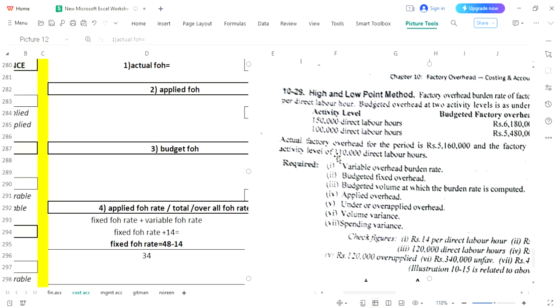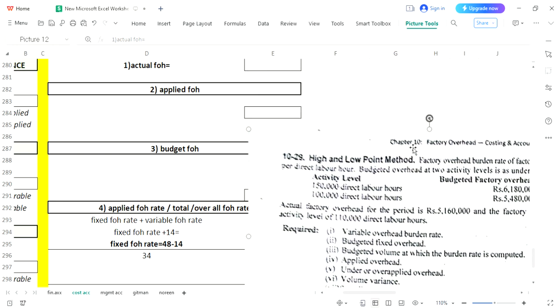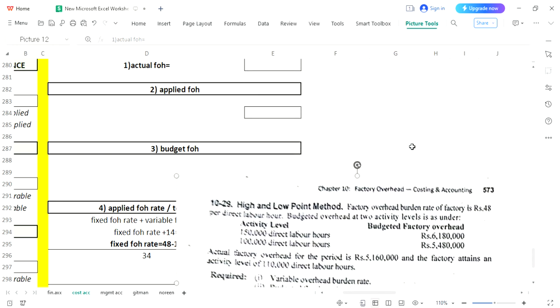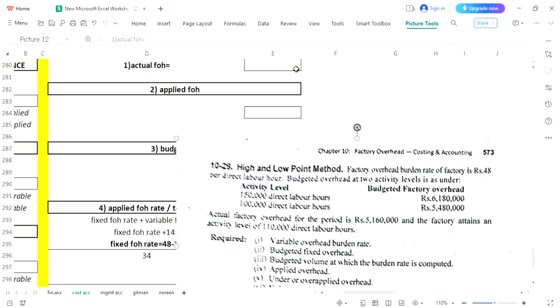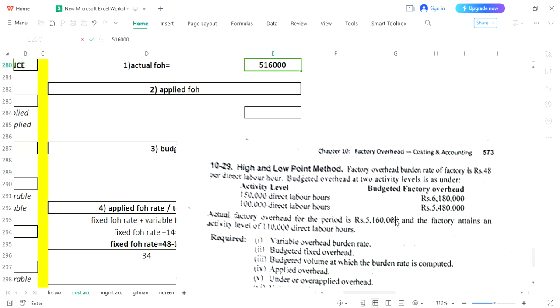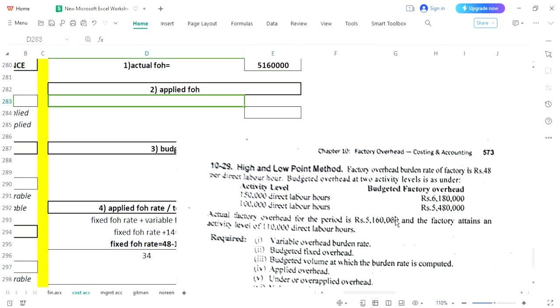Actual FH for the period is 51,60,000. So actual FH has already been provided. You can write your actual FH directly over here. As I have said, actual FH for the period is 51,60,000. It is usually given in the question. Then we need to calculate our applied FH, and how do we calculate it?